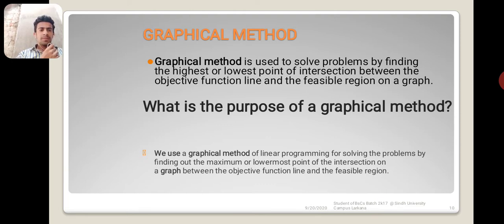What is the purpose of the graphical method? We use the graphical method of linear programming for solving problems by finding out the maximum or lowermost point of the intersection on a graph between the objective function line and the feasible region.